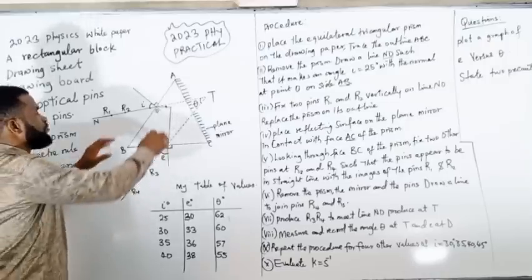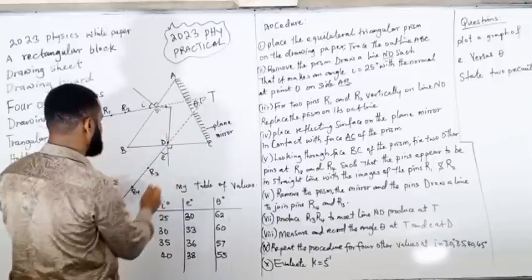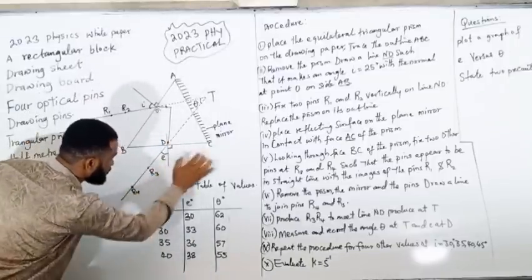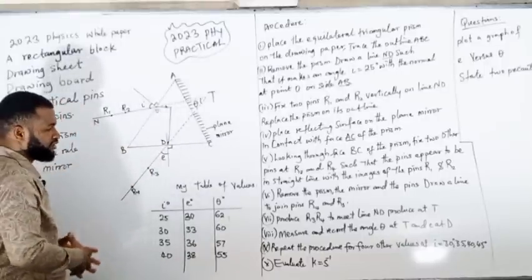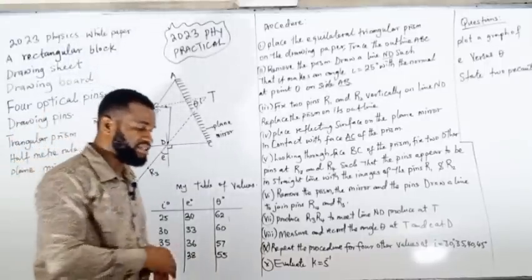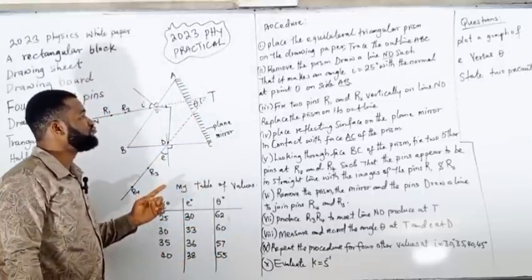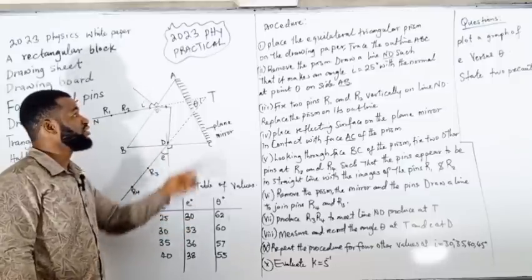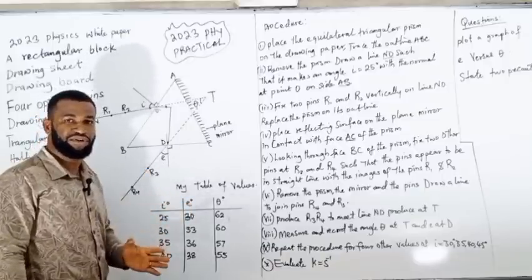So all you need, place your triangular prism, then place your mirror. Then look at it from here with side BC. Whatever you see here, you record. Okay? Now, one thing I want to advise you about this experiment is that you need to be careful, because it may seem as though this plane mirror is not having any effect on this experiment, but do not bother.